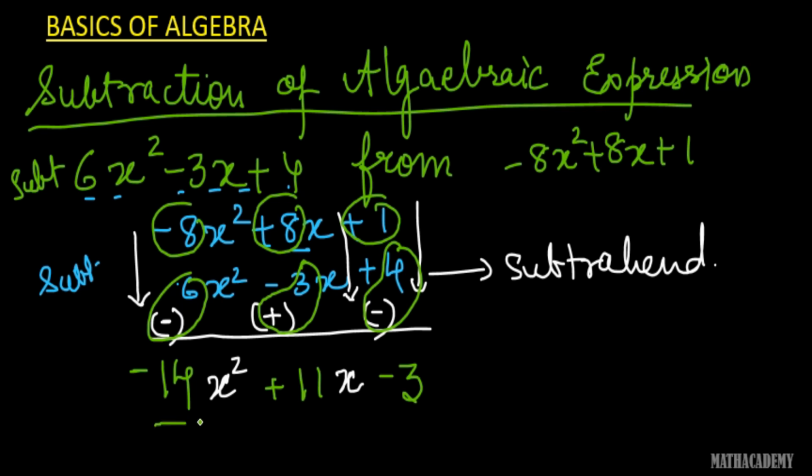So the important thing is that first you write the like terms below the like terms. And when you have to subtract, you have to change the sign of each and every term in the subtrahend. Once the sign is changed, then you will consider the new sign and then you will perform the regular addition. Let us just take one more example quickly.